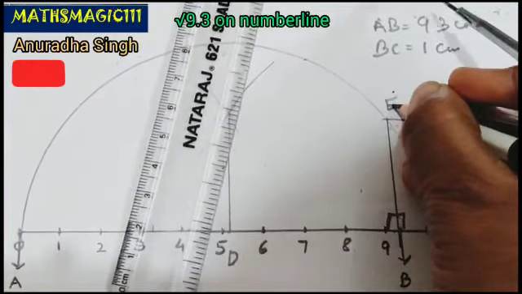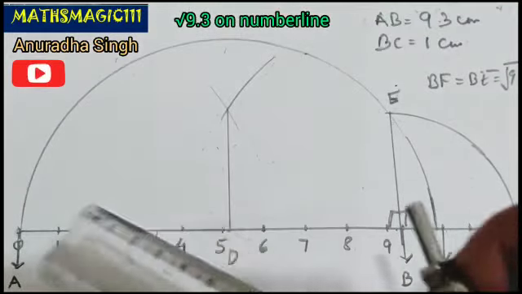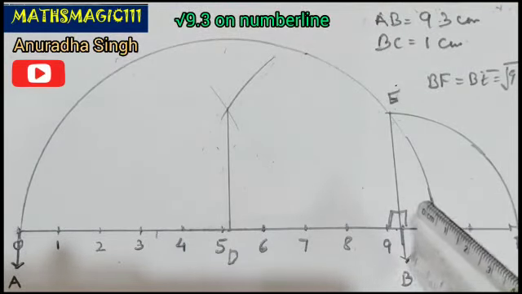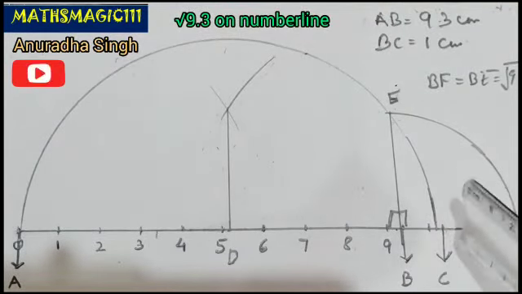So I hope that you have understood what these steps are. First step is that you have to draw a line. You take AB is equal to 9.3 and then you take 1 centimeter more. Then you make an arc and make a perpendicular bisector. From this perpendicular bisector you draw a semicircle and then at B you just draw a perpendicular towards the semicircle.